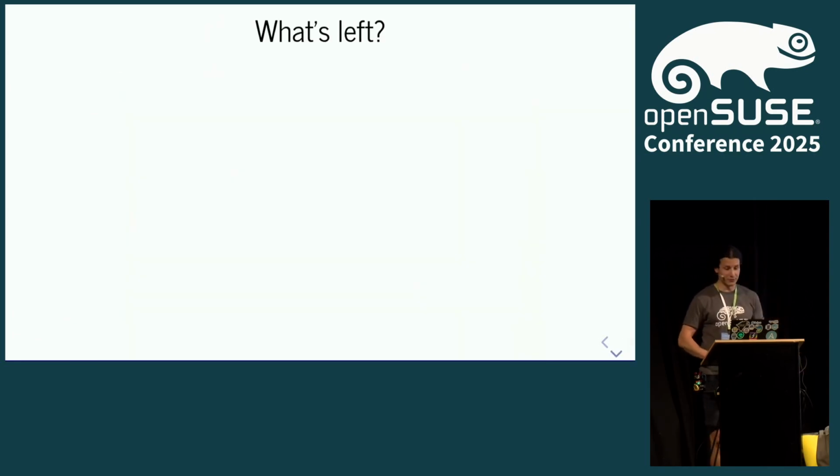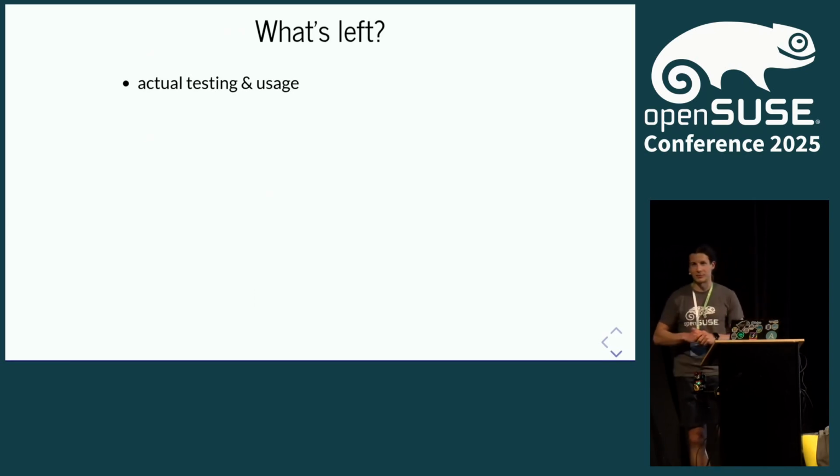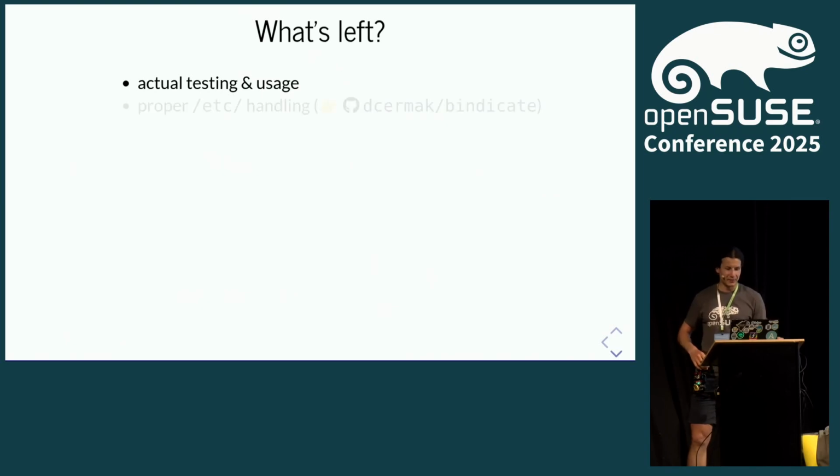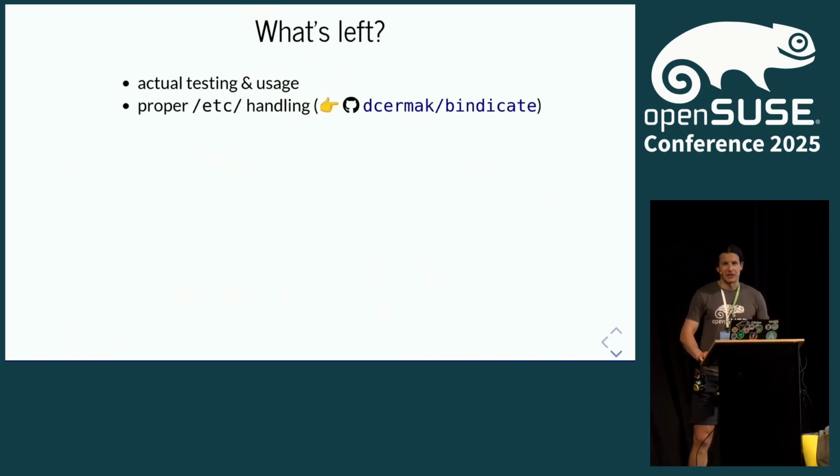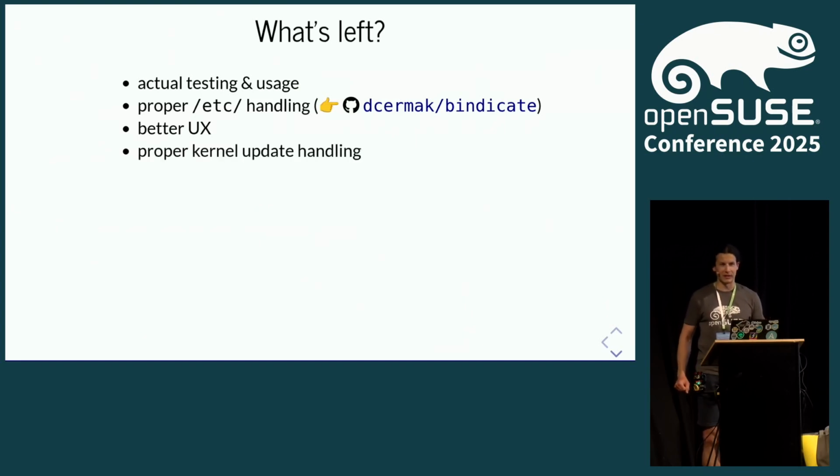And what's left to do? Actually a lot, and the most important part is testing this more in production and giving it far more testing. Also do something about the etc handling. Copying over config files from the previous snapshot to the new one is really ugly. I've started to work on something that has the creative name Vindicate, because it bind mounts your configs somewhere outside. The UX is pretty horrible, and kernel updates will most certainly break the whole shebang.